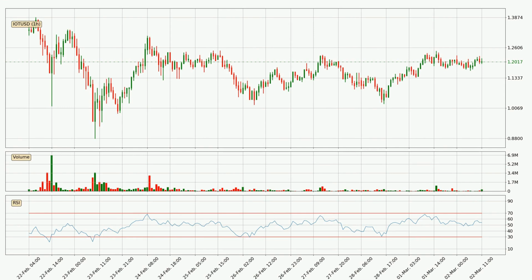Jumping to the hourly relative strength index, the current hourly RSI is at 54, so it doesn't show signs of overbought or oversold conditions at this point.